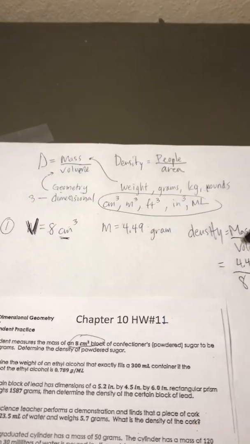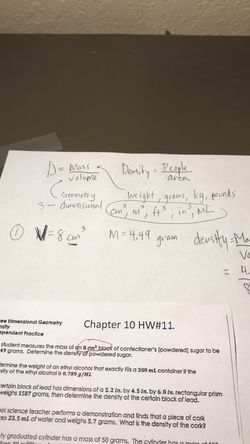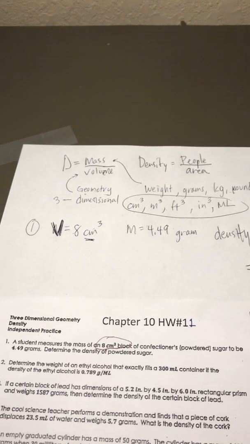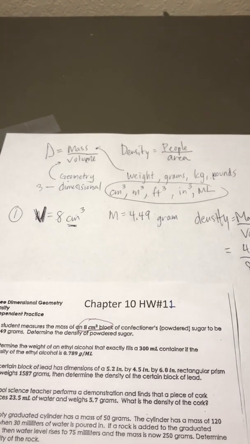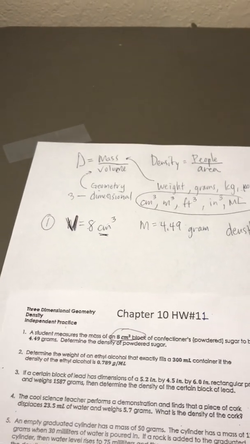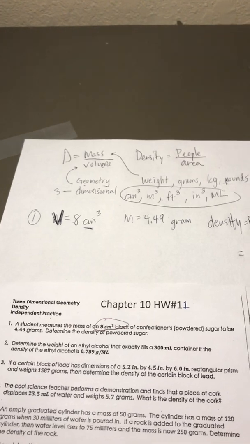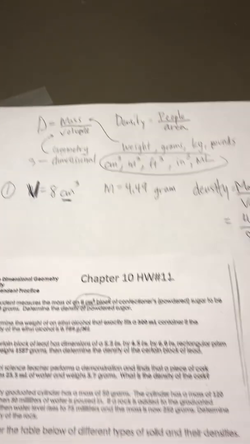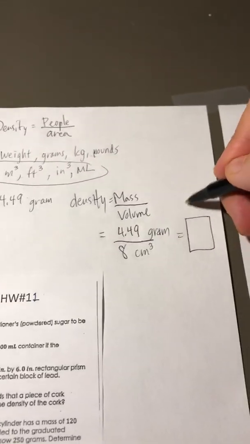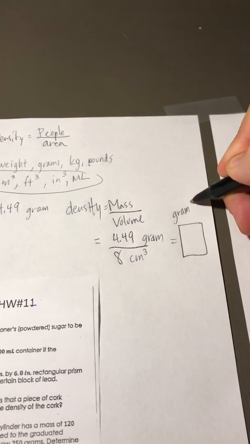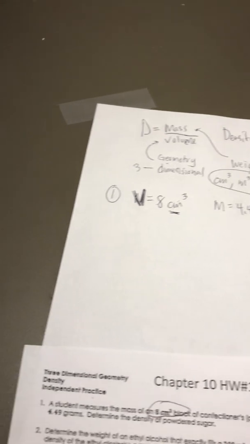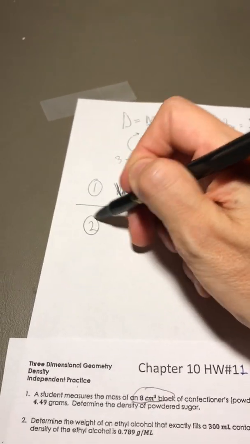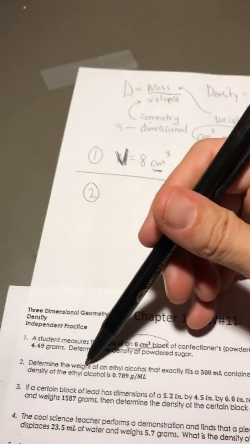I don't have my calculator on me, so you're going to have to figure out what that is. I didn't type it in, and apparently I can't make a video and use my calculator, so you'll have to come up with a final answer, and the answer will be in grams per centimeter cubed. Awesome. Okay. Question 2.